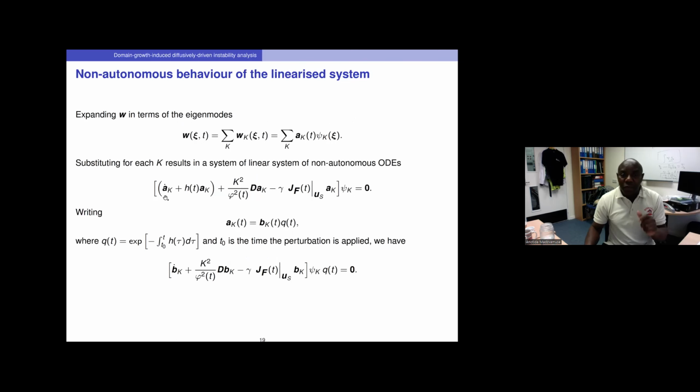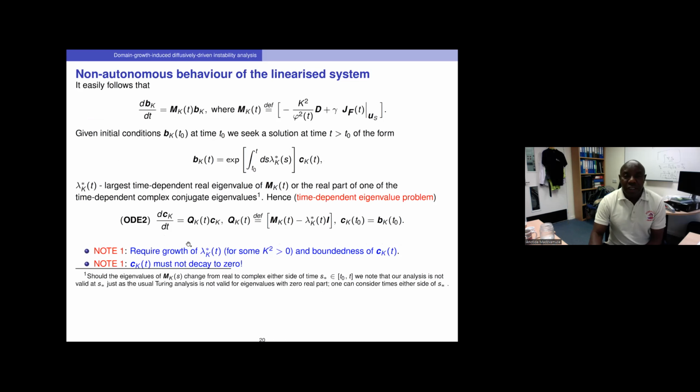I will end up with this system, A dot of k, which is just a system of ordinary differential equations. You have your wave numbers here, you have your eigenfunctions, phi psi of k, and your coefficients a k of t, which are time dependent. In order to get rid of this h of t, which I have here, I can decompose my a k of t modes into b k of t times q k. I plug it back, differentiate, and I can realize that this is going to be true as long as q of t is associated with the growth function, the domain growth, through h of t.